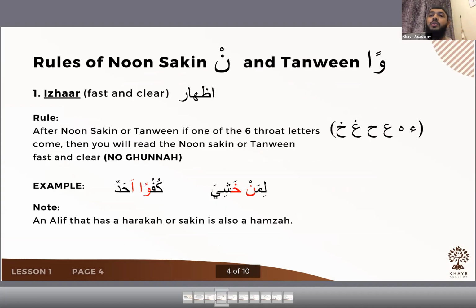Okay, how is it going with these three rules we've done, Izhar, Iqlab, and Idgham? Are we finding it a bit easier to pinpoint them in the Quran, or are we still struggling, mixing things up? Izhar and Iqlab are pretty much straightforward. It's just sometimes with Idgham, because obviously it has two groups in it. Compared to the other two, yeah.